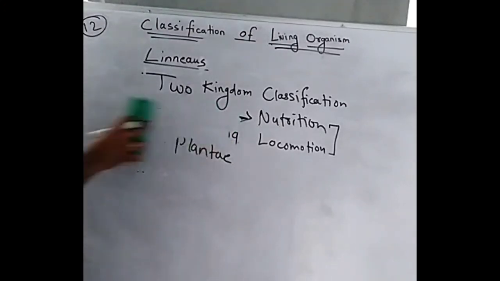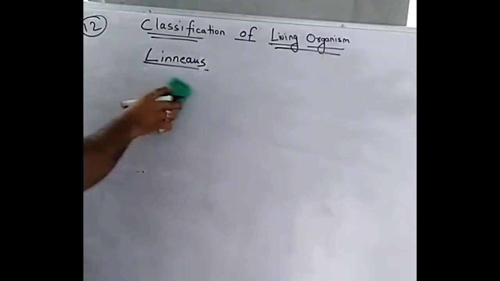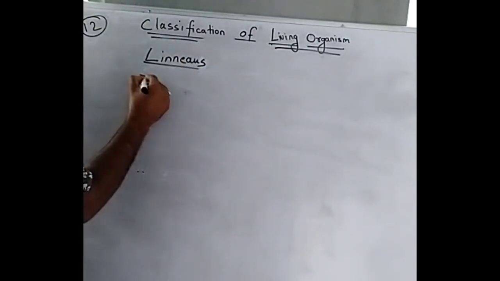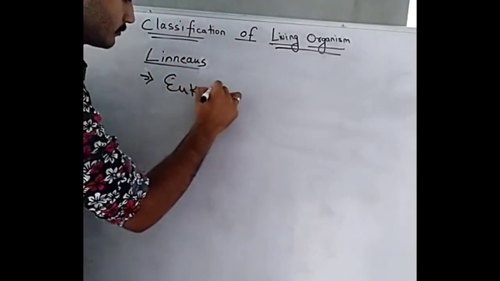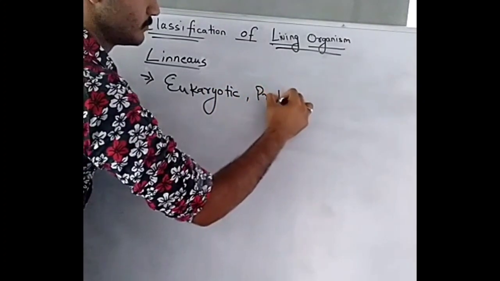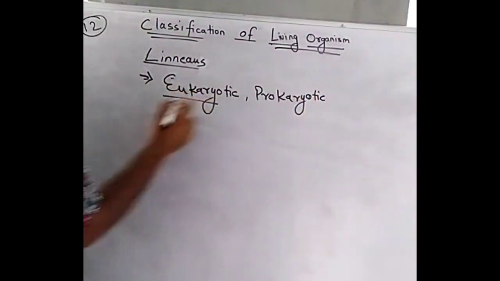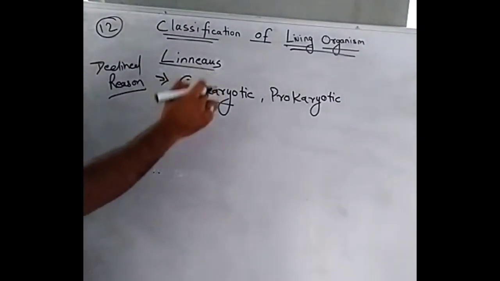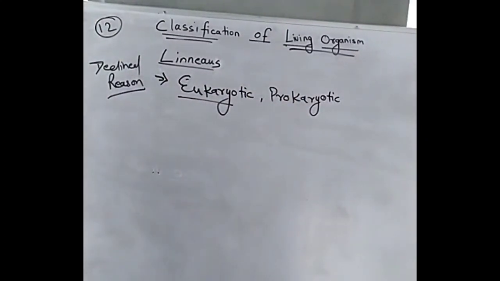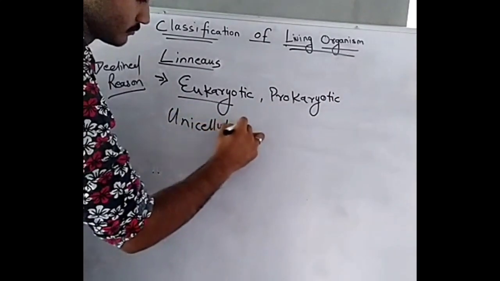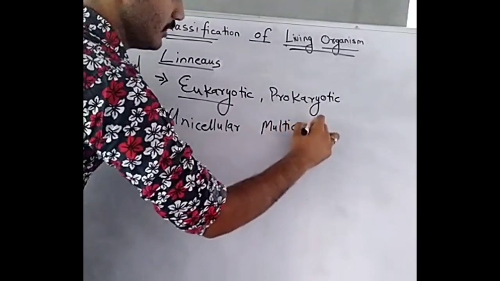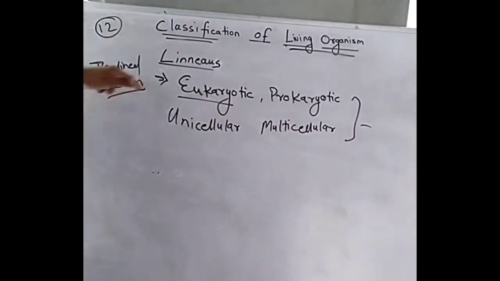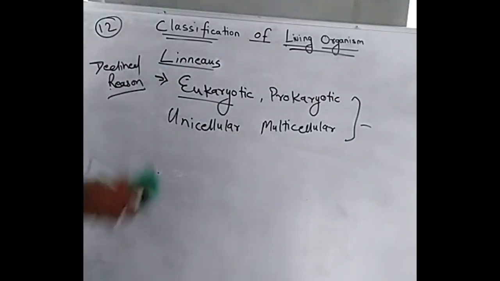And second, why was this classification declined by the biological community? The problem is that Linnaeus could not give the difference between eukaryotic and prokaryotic. That is the first declined reason. So Linnaeus could not describe the eukaryotic and prokaryotic difference. Second, unicellular and multicellular. These are the 2 points for the declination of Linnaeus's 2 kingdom classification.